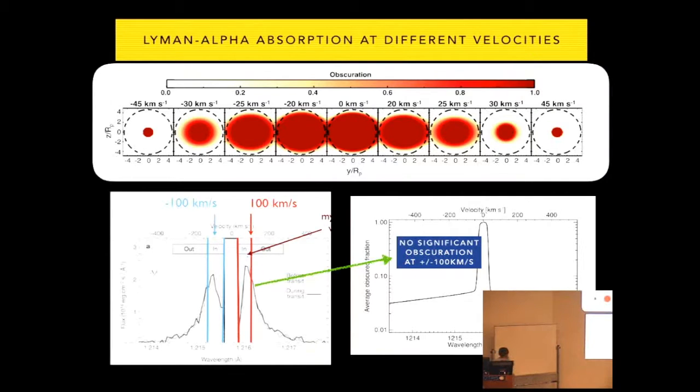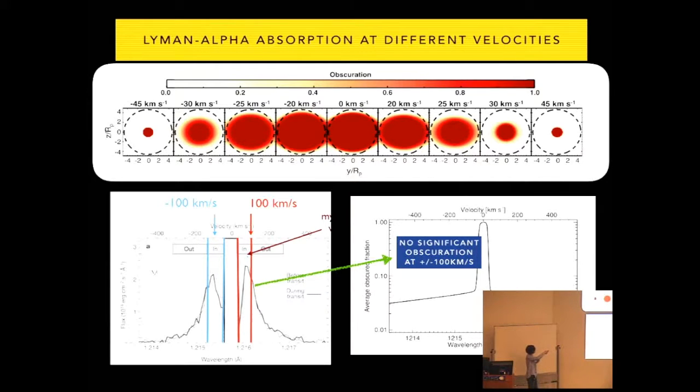So the final thing I'll show you is that the other thing that's really cool about doing these 3D simulations is we can actually directly calculate Lyman alpha absorption, and with a little bit more post-processing, one could do other lines as well. So what you're looking at here is the obscuration, and again, you're the observer looking sort of down the barrel towards the star.